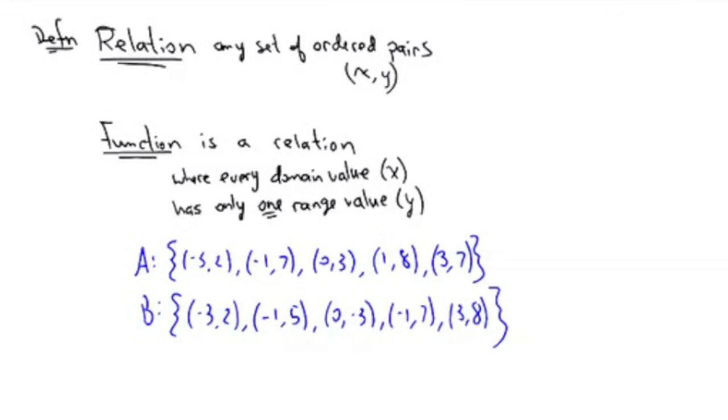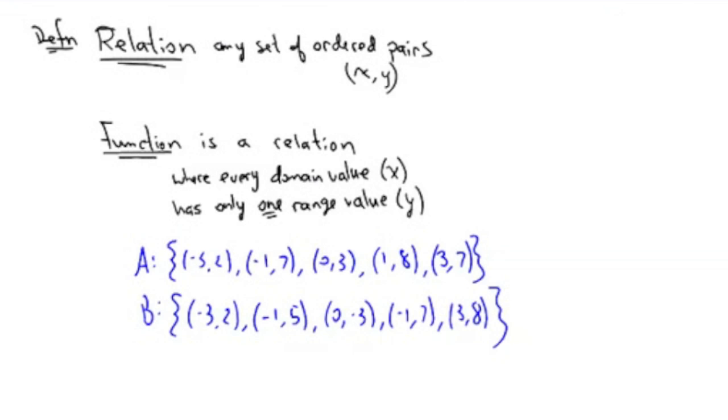B, you think? Think of the definition. For every x value, there's only one y value. So as you go through here, -3 has 2, -1 has 7, 0 has 3, 1 has 8, 3 has 7. Does every x value have one y value? The answer is yes. So the top one must be a function.